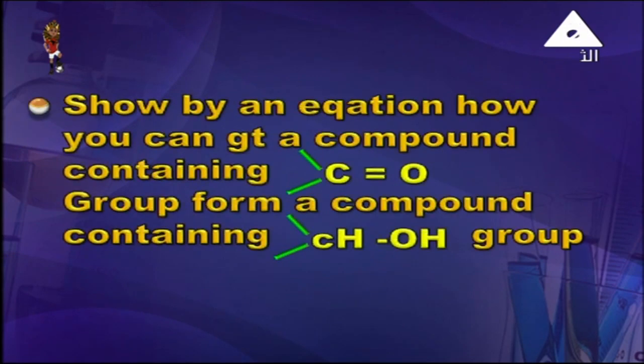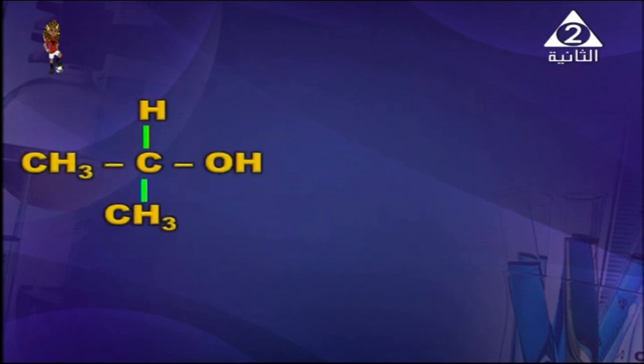This part: show by equation how you can get a compound containing C double bond O. Do you know what this means? It means, yes, it's a ketone, you remember? And another one, a group of the compound containing CHOH, it's an alcohol. Yes, we know. How can I find this? It's easy. Look at this. You have now CH3, CH3, these are the bonds, and HOH, this is the alcohol. I can change this alcohol into C double bond O, ketone.